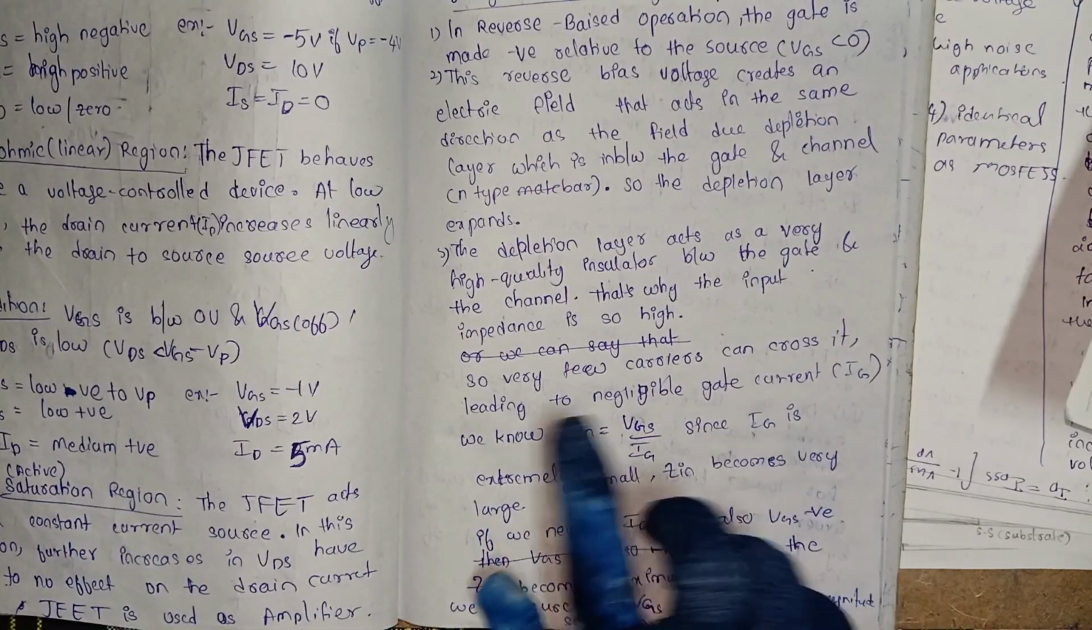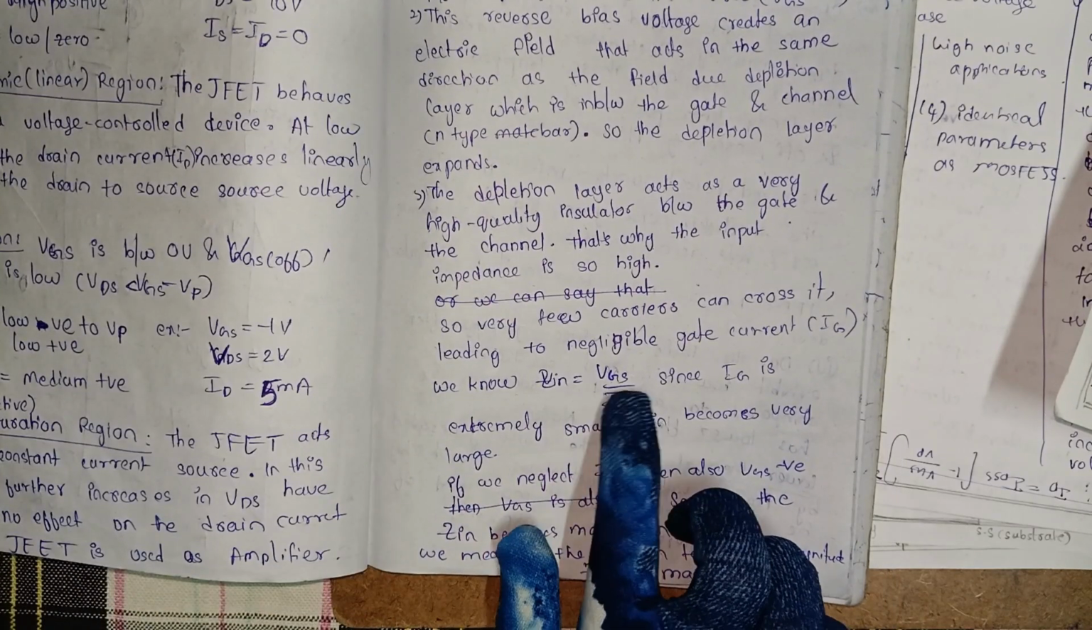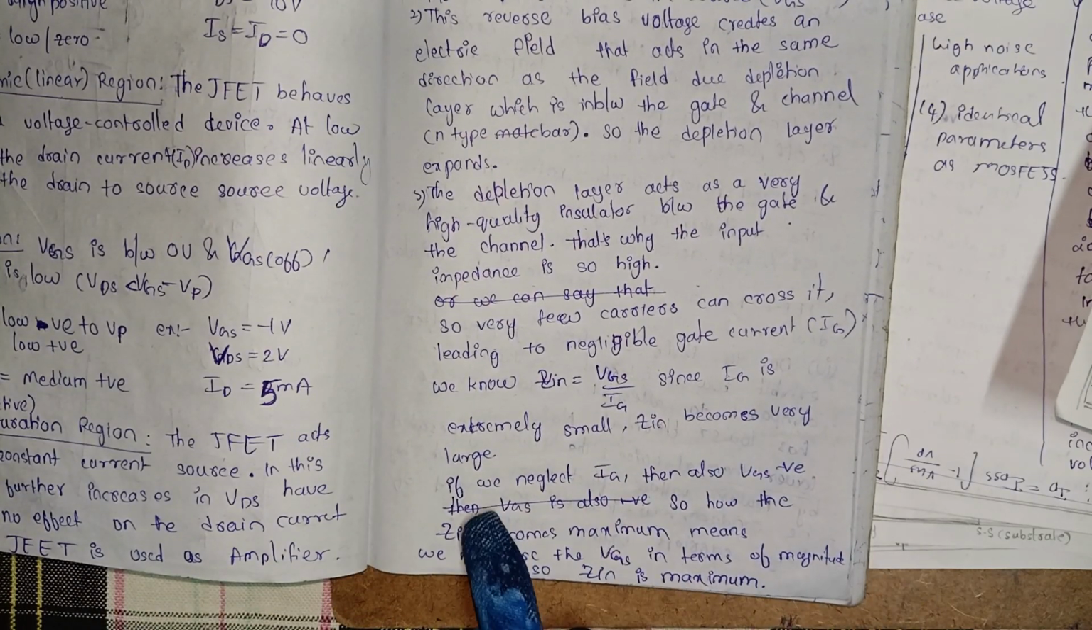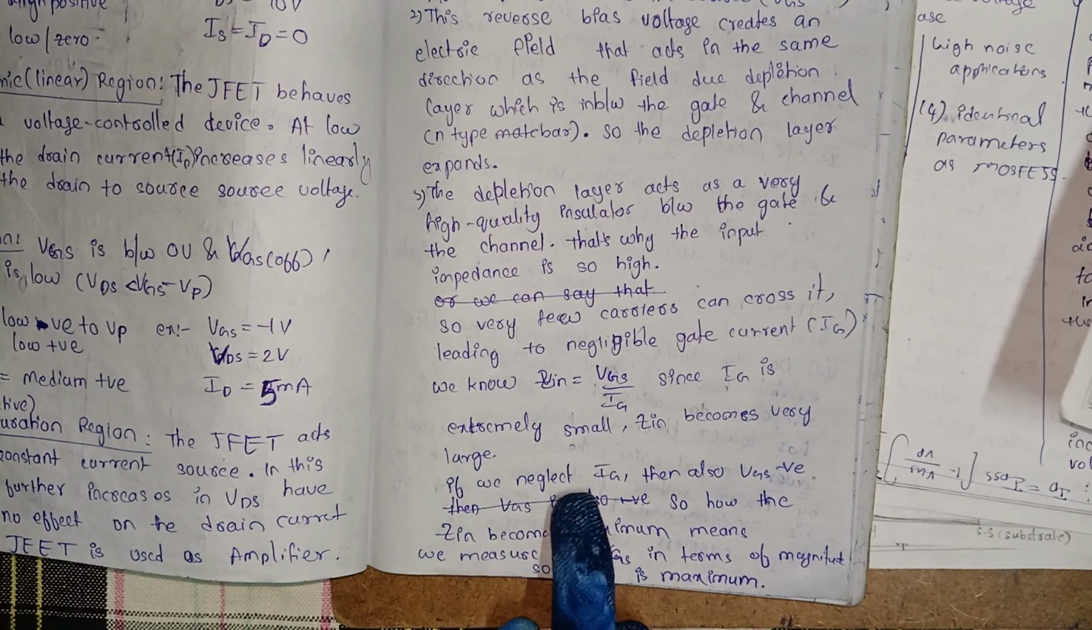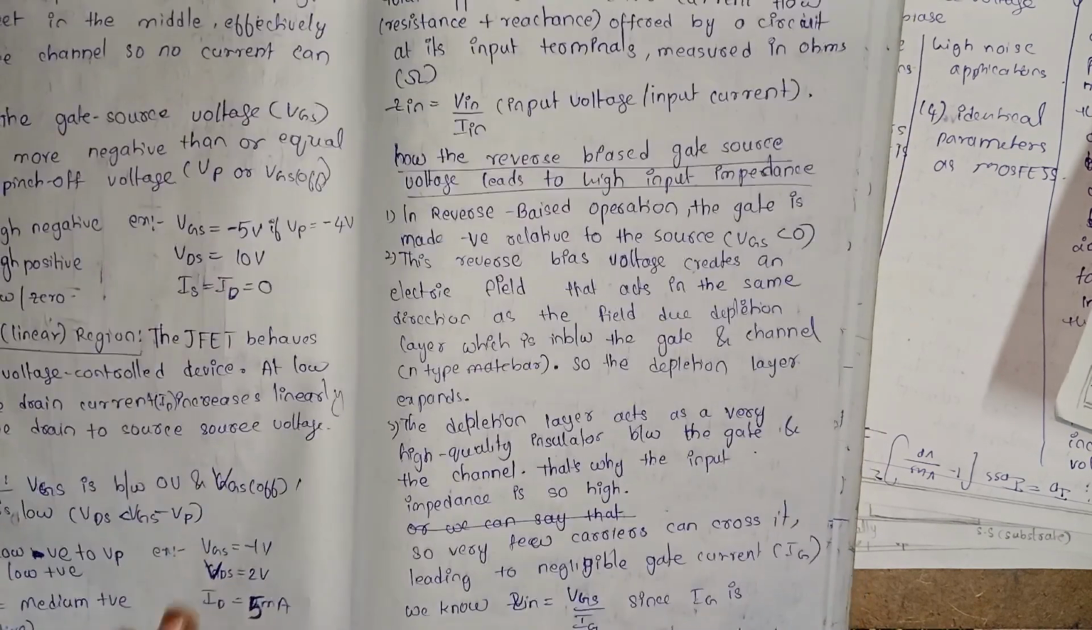So very few carriers can cross it, leading to negligible gate current Ig. We know Zin is equal to VGS by Ig. Since Ig is extremely small, Zin becomes very large. Even though VGS is negative, we measure VGS in terms of magnitude. So Zin is maximum.